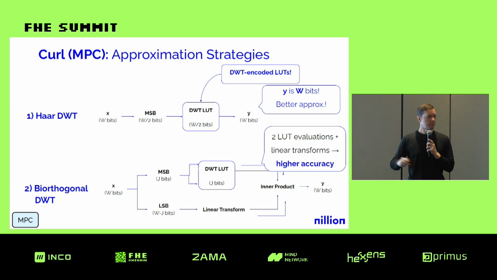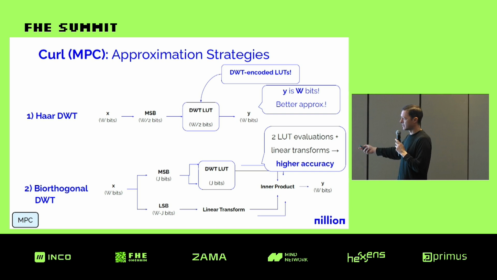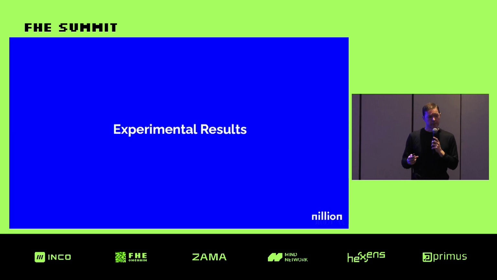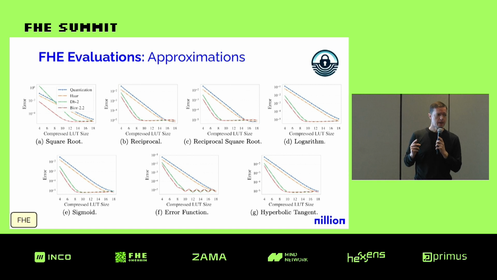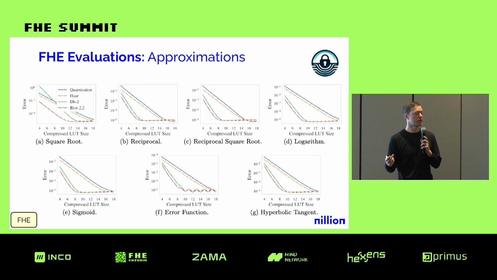With MPC, the same. The protocols are obviously very different, but superficially speaking, you end up doing evaluations of smaller lookup tables, both for these two wavelet families, Haar and biorthogonal. And so the experimental results that we got for TFHE, what we did is compare to quantization, which is the standard technique of compressing lookup tables.